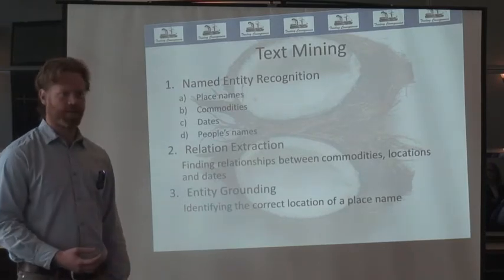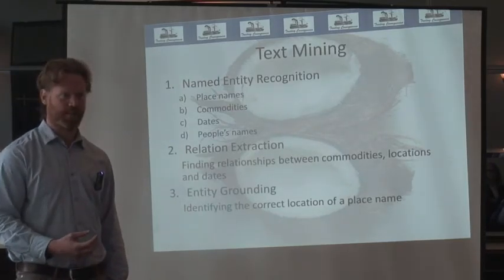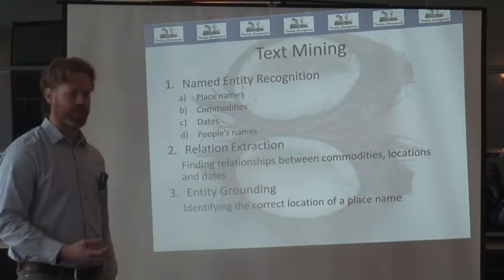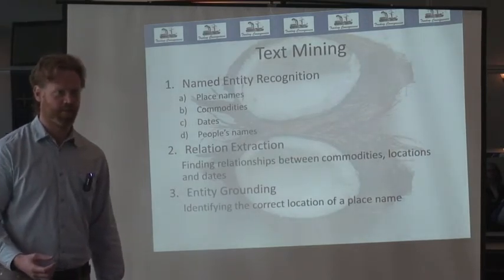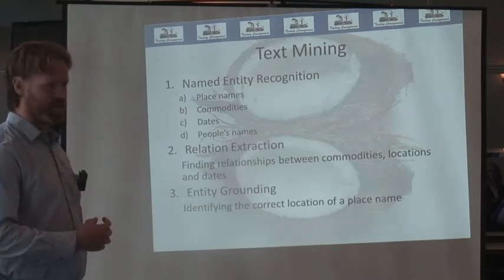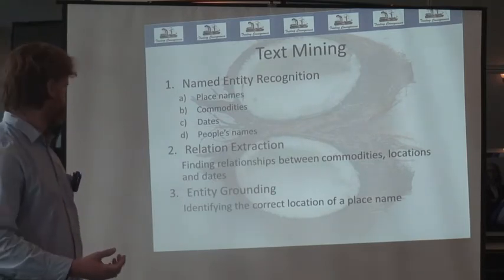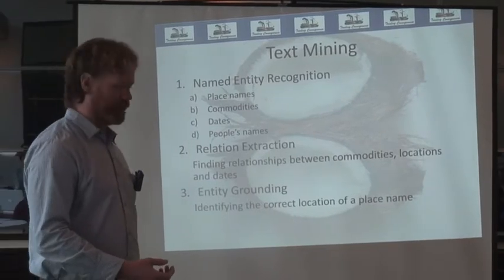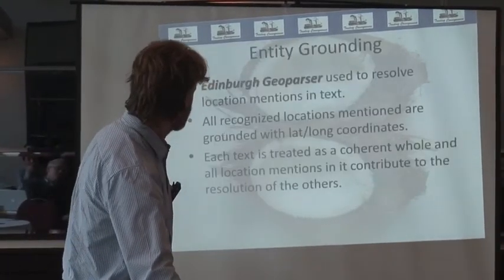So we do named entity recognition. We try and find all the places and all the commodities. I don't have time to explain how we came up with the list of commodities, but that was where historians were actually useful. And then we look for the relationship between these places and these commodities, and do entity grounding.